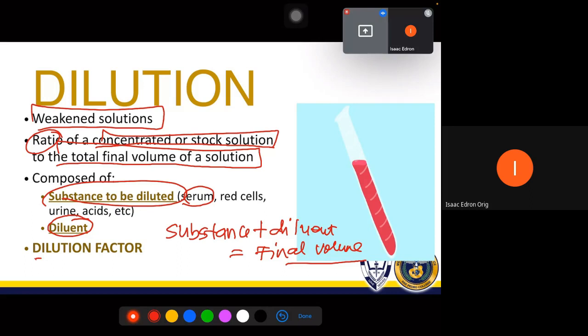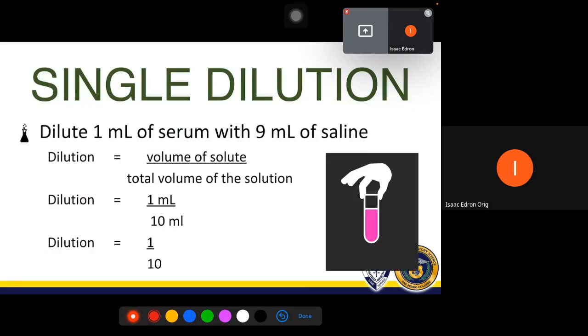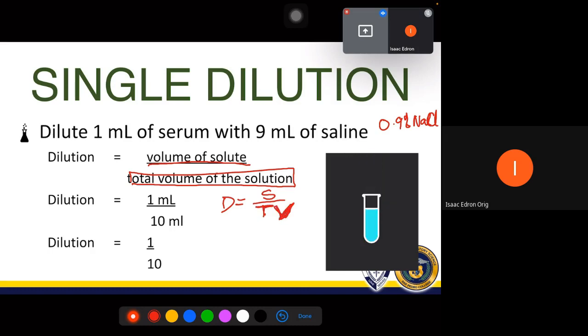Okay? So ito, makukuha din natin later yung dilution factor. So, dilute 1 milliliter of serum with 9 milliliters of saline or 0.9% sodium chloride, di ba yan? Saline, depends on how you pronounce it. So, dilution is actually the volume of the solute divided by the total volume of the solution. Okay? So, di ba, dilution equals the volume of the solute over the total volume of the solution. Okay? So, ganyan ang kanyang formula.